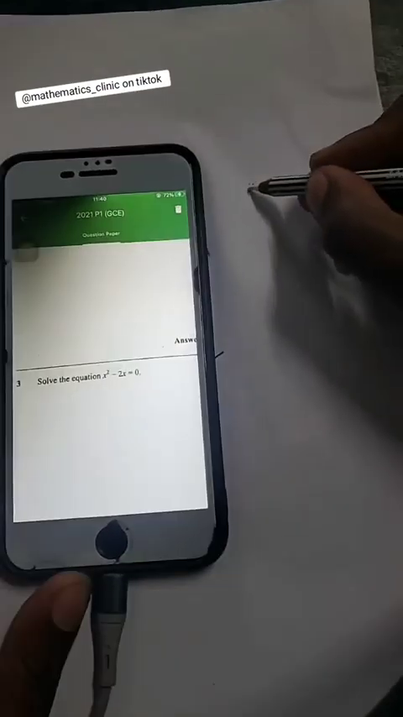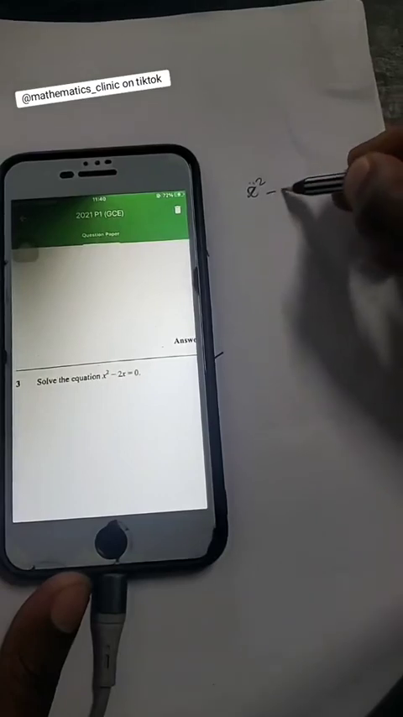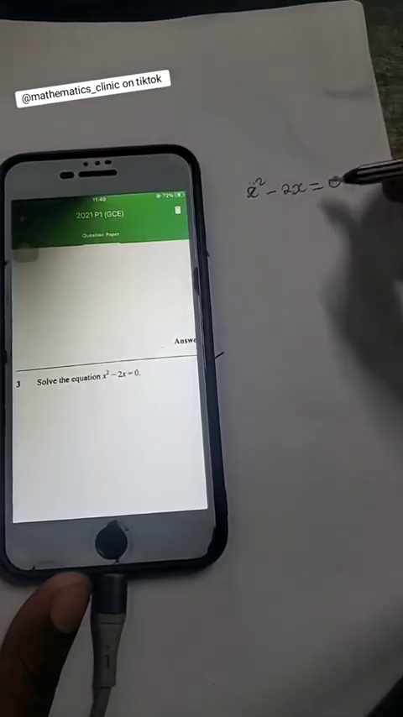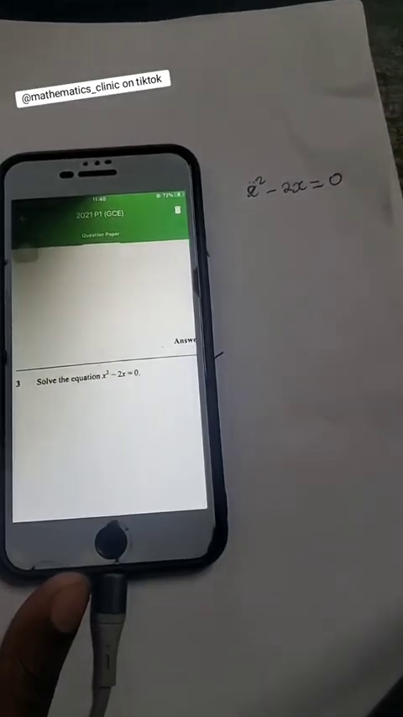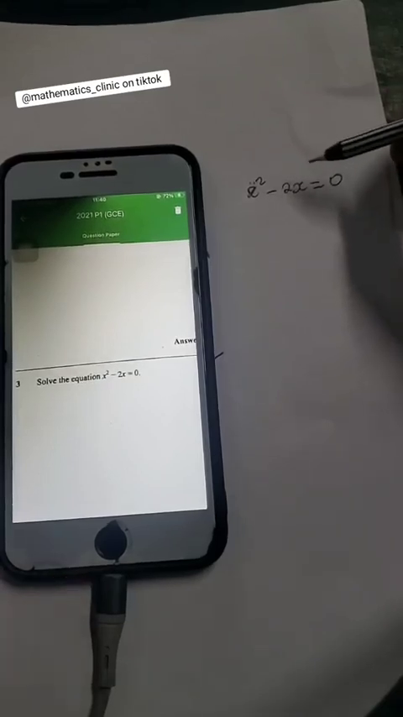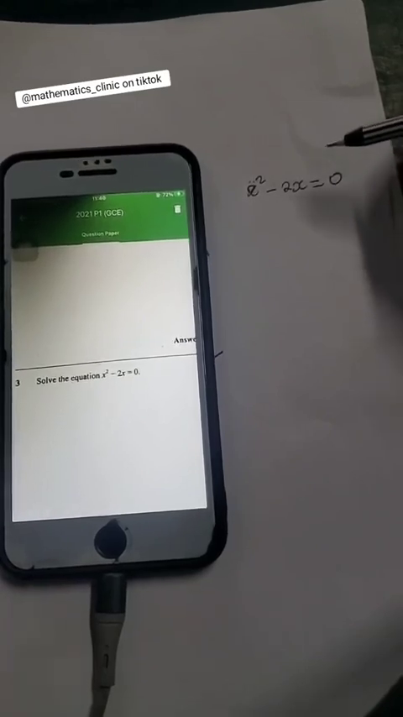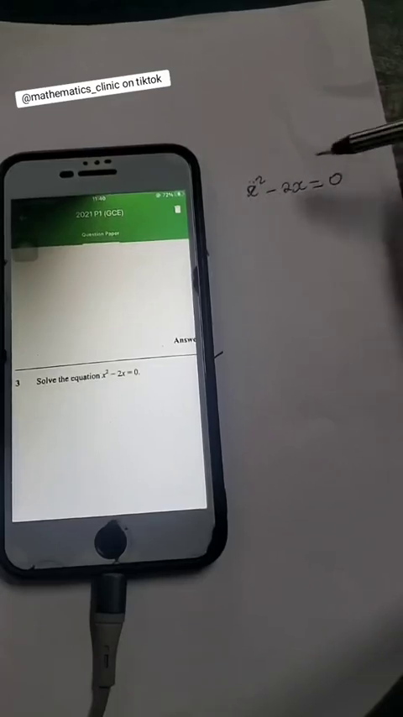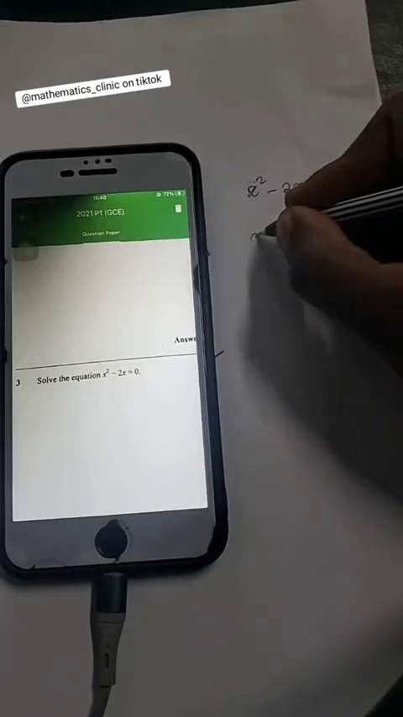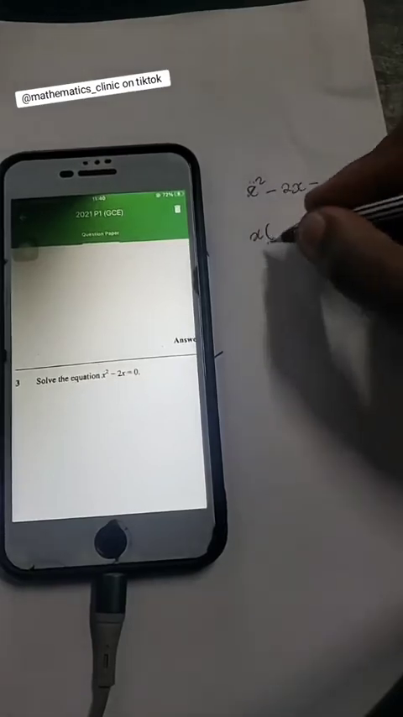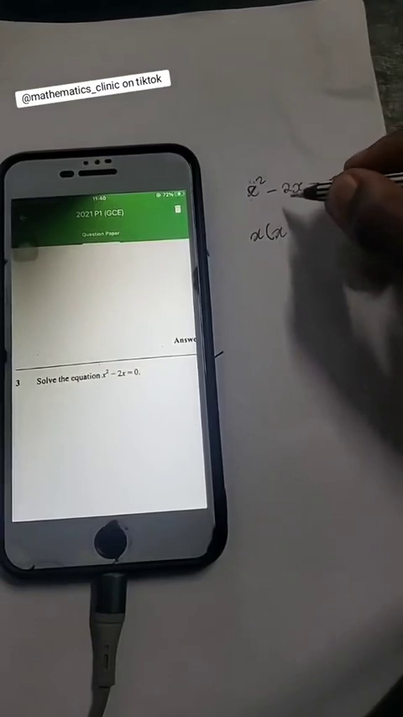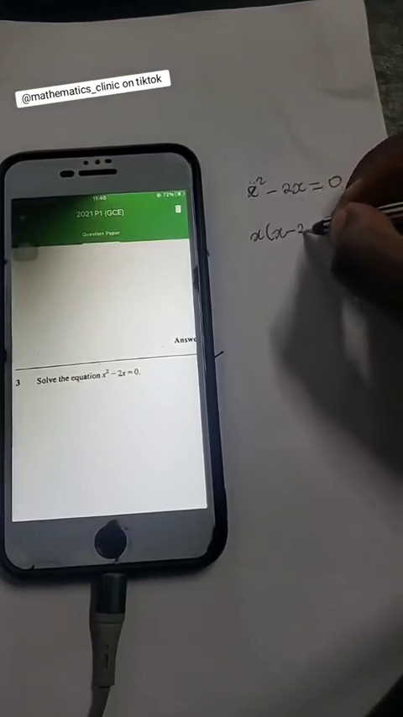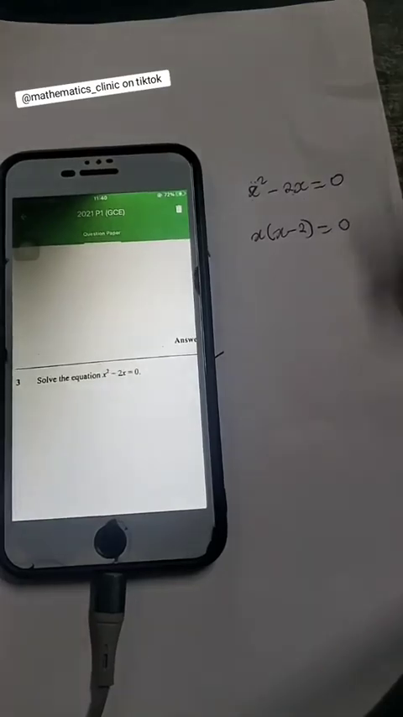Then x squared minus 2x equals 0. How can you solve this question? You look for common factors. You factorize so that you find the factors. So we have x squared minus 2x equal to 0. What is common here? x is common, so we are going to factor out x. So we have x open bracket, x squared divided by x is x, negative 2x divided by x is negative 2, equals 0.